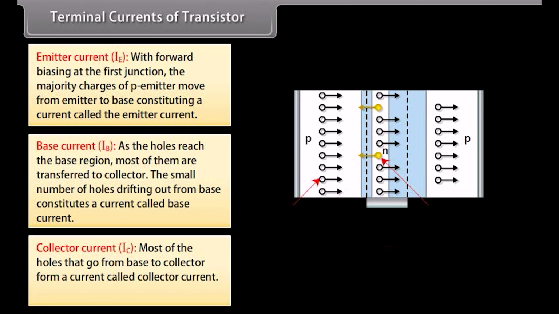Collector current, IC. Most of the holes that go from base to collector form a current called the collector current. IE is equal to IB plus IC. The current concepts are all the same in PNP and NPN, except that all currents are directed opposite in the two cases. Common emitter transistor input characteristics.